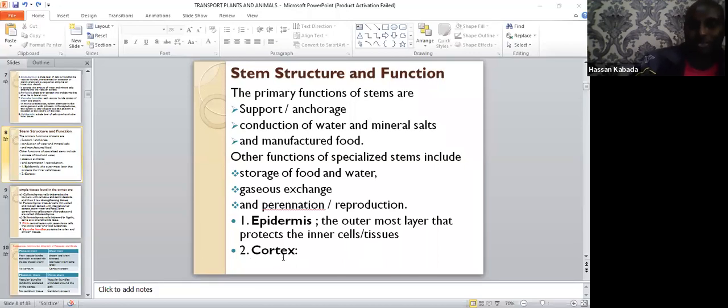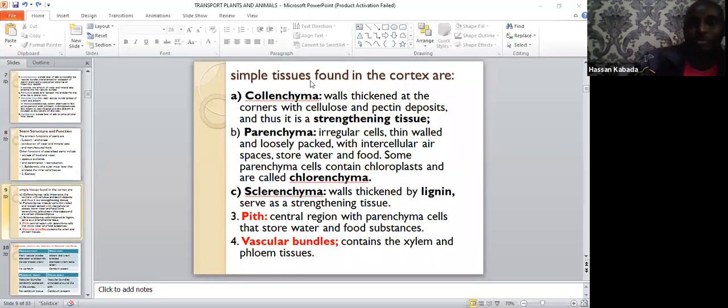Then we have cortex. This now as we move in. Simple tissues found in the cortex, we have collenchyma, parenchyma, sclerenchyma. This is basically for strengthening. Remember I mentioned stem, one of the functions is mechanical support. That support is provided via what? The strengthening tissues that we have in the name of collenchyma, parenchyma, and this other one, sclerenchyma. So collenchyma walls are thickened at the corner with cellulose and pectin deposits, thus strengthening the tissue. That's why the plant is able to stand upright.